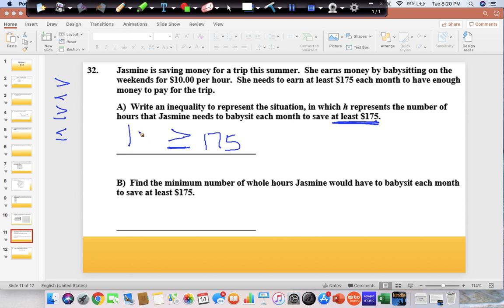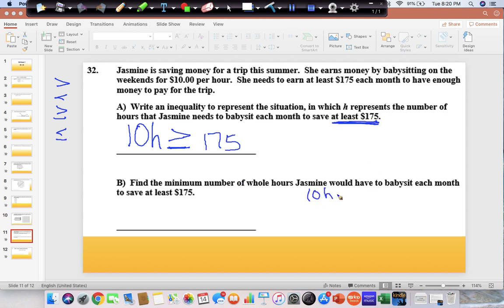We make $10 each hour that we babysit, so it'll be 10 times the number of hours that we babysit. That would have to be greater than or equal to 175. So this is our inequality. Now we are going to solve that inequality to find the minimum number of whole hours Jasmine would have to babysit each month to save at least 175.